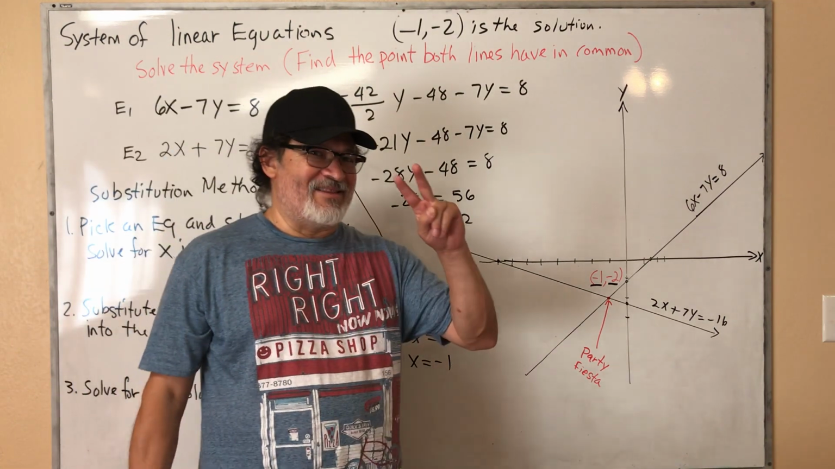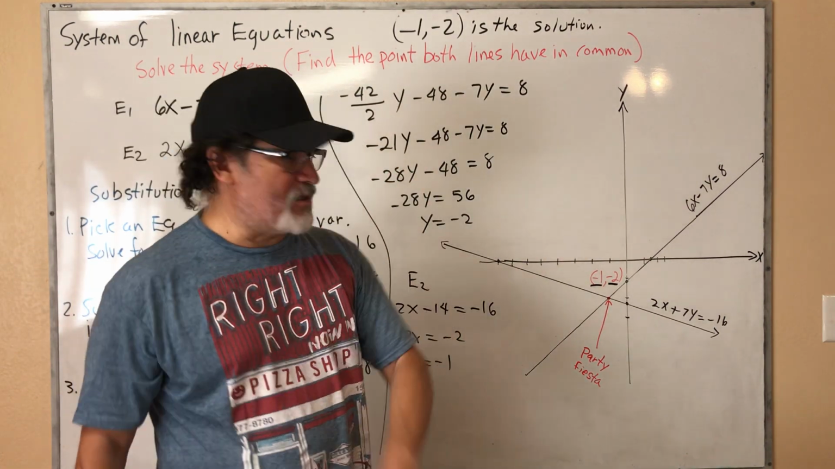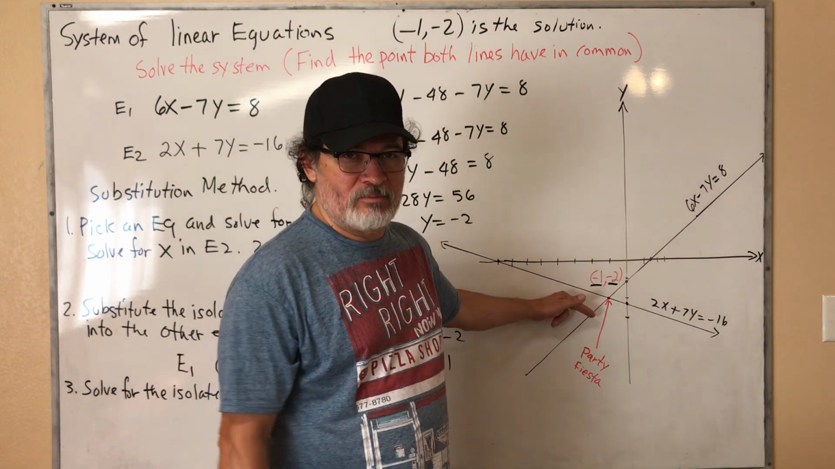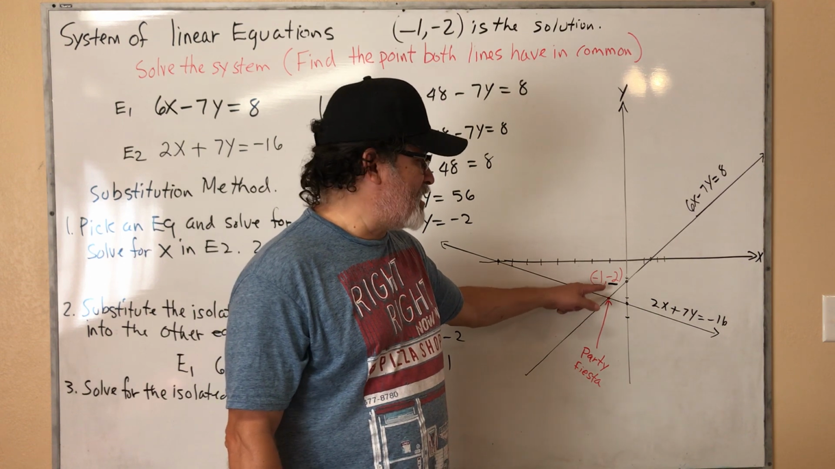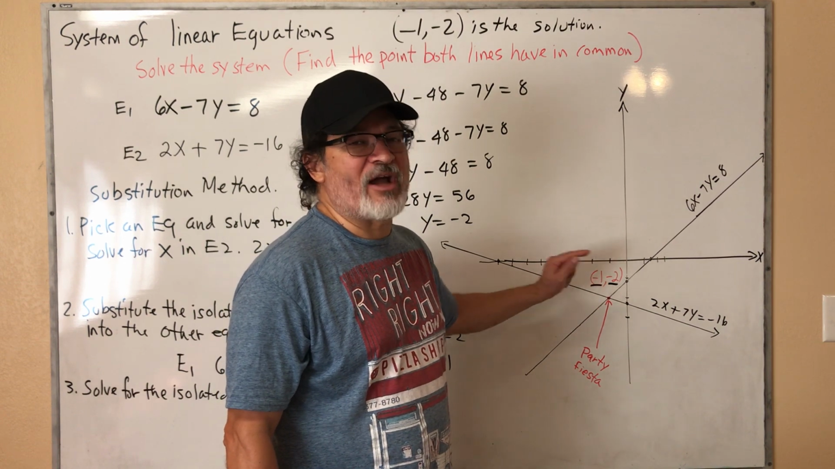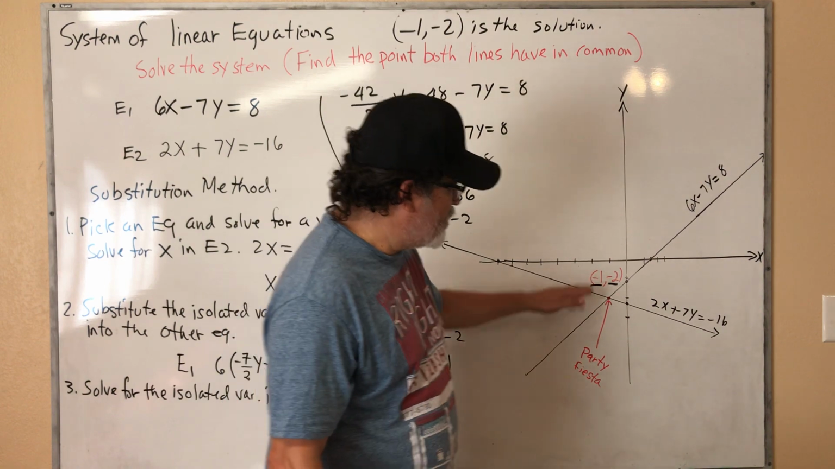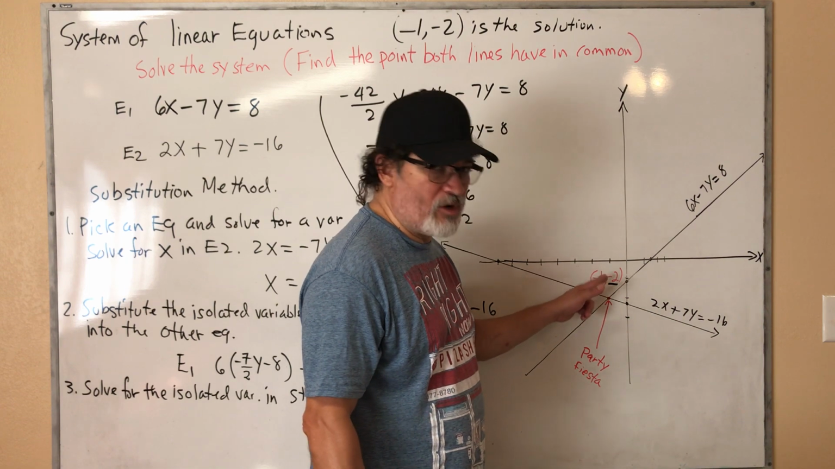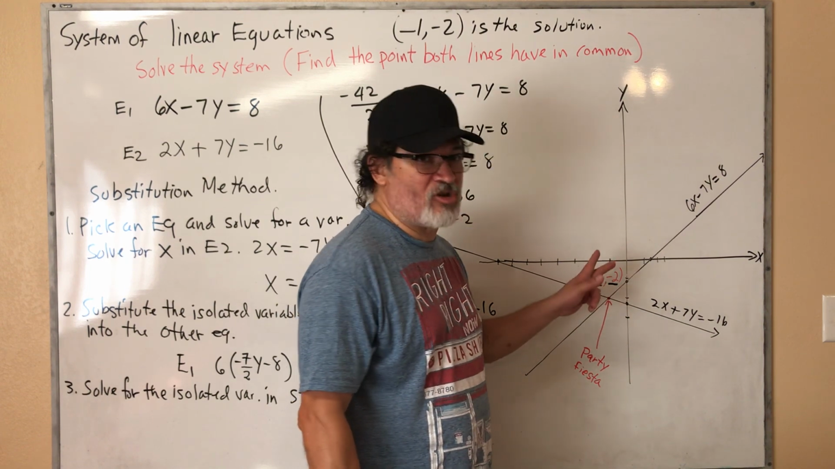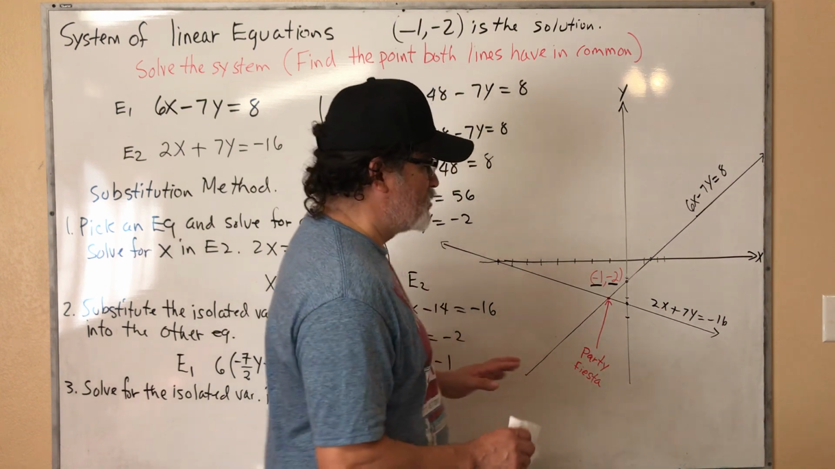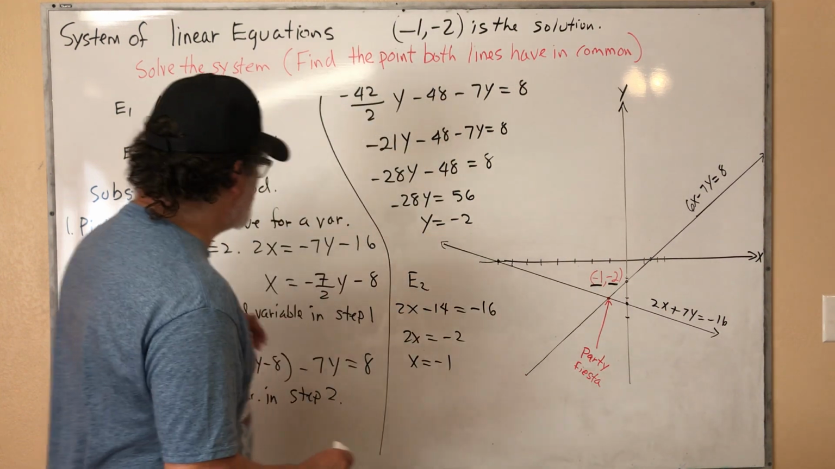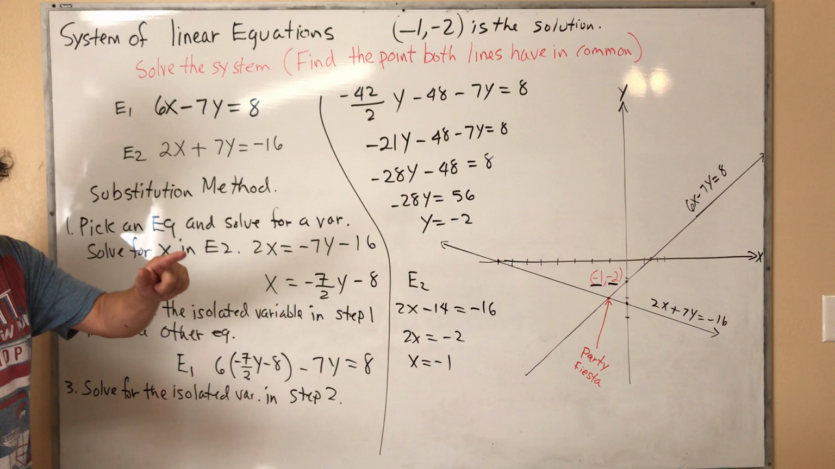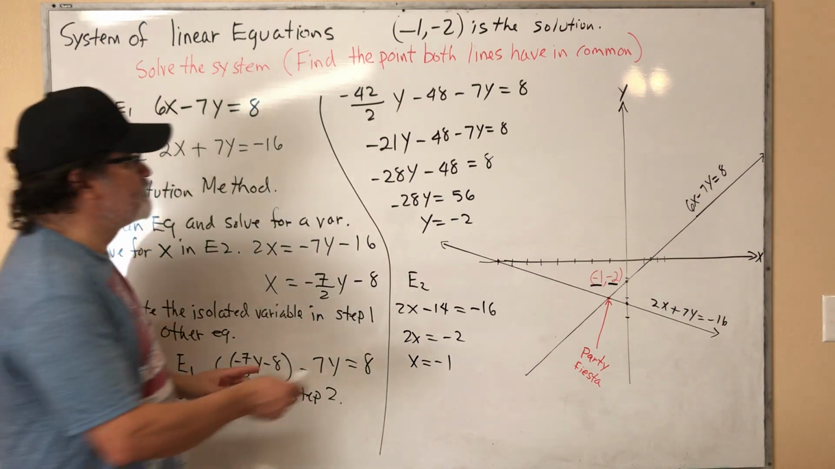So now we have a second method. The first method, graph. Is that the best way? No. Because sometimes the answers are fractions. And here, remember, we guessed. We were right here because these were whole numbers. But if the answers are fractions, it's going to be hard to guess. So therefore, that's not the best way. The second way, the substitution method. And here it is. The third way, the elimination method.